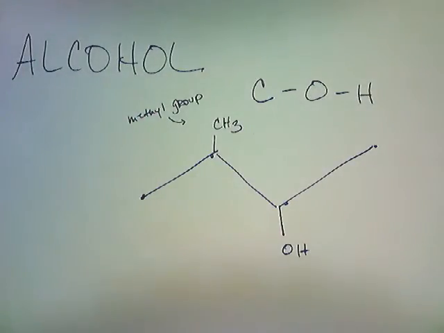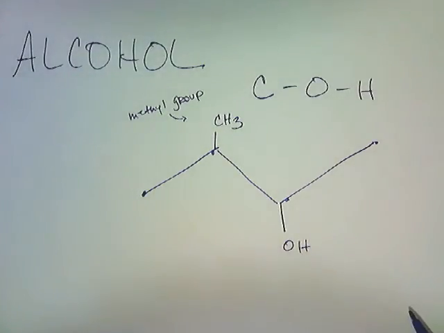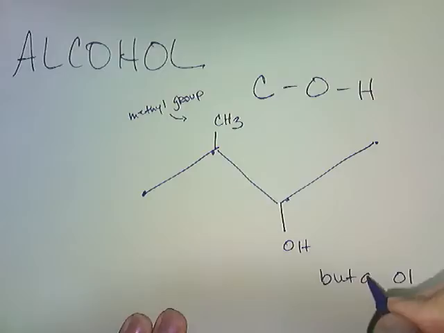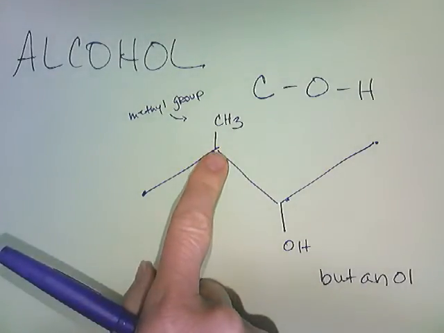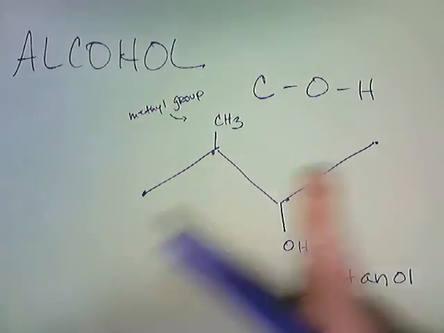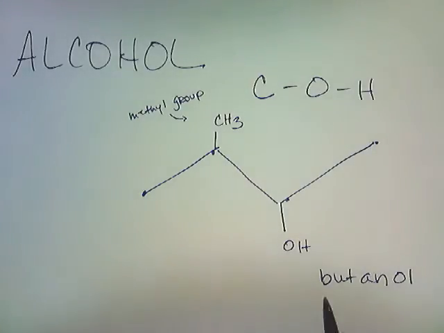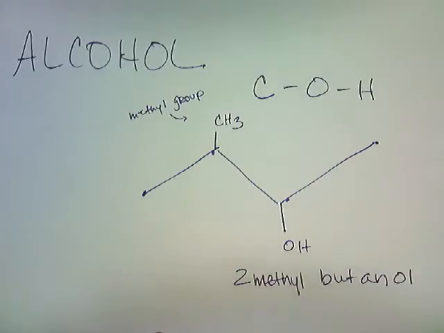And so how would you name this? Well, we would look and we'd say, okay, well, we have 4 carbons and an OH, so that means it's going to end in OL. And so it's going to be 1, 2, 3, 4 butanol. But I also noticed that there's a methyl group here. Which is it on? 1, 2, 3, or 1, 2? Well, 2 is closest, and so we're going to say it's 2-methyl butanol.